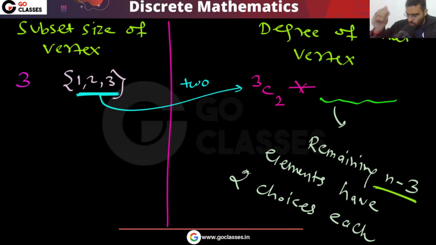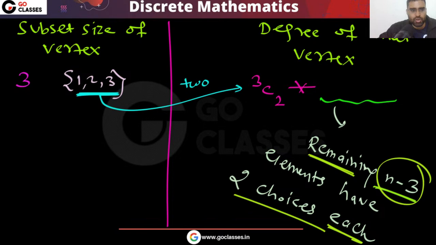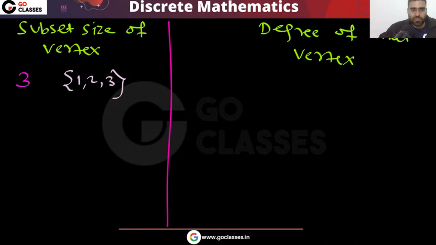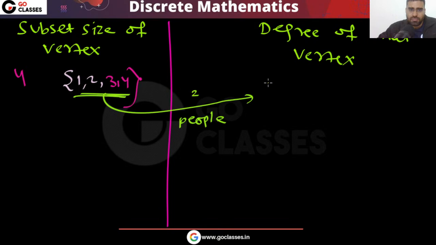So you can notice the remaining n minus 3 elements, they have two choices each. Each of them has two choices. Okay, what about the next one? If you have subset size 4, then what will happen? What's the degree? From them, you take two people. From these four people, you take two people.